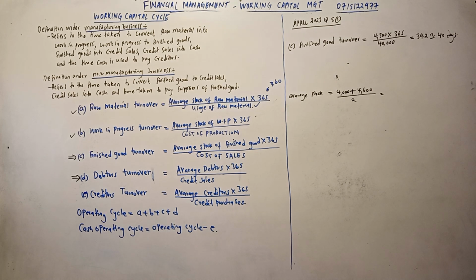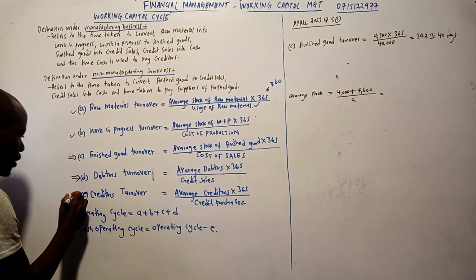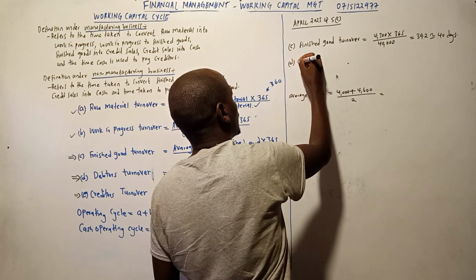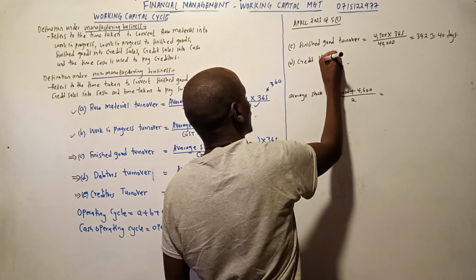So that's number C. Then you can compute D, the debtors turnover.